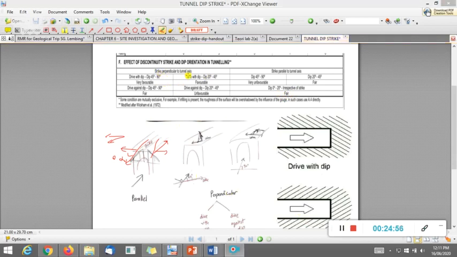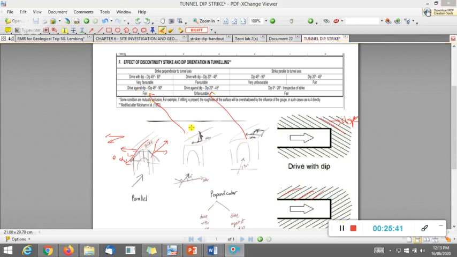Meanwhile, for strike perpendicular to the tunnel axis, there are other conditions: drive with dip and drive against dip. So dip is the slope. When you enter a tunnel, you just check where the direction of the dip is. So basically this is unfavorable. As you can see, there are two columns. This one is for the first condition, and this one is for the second condition.